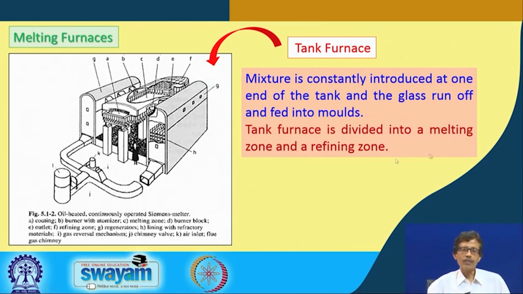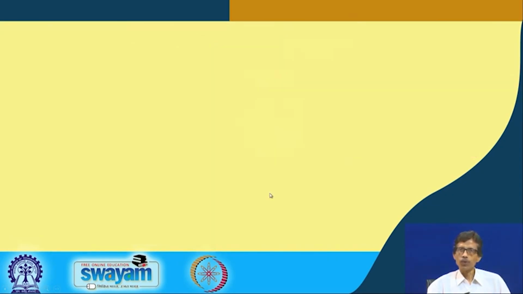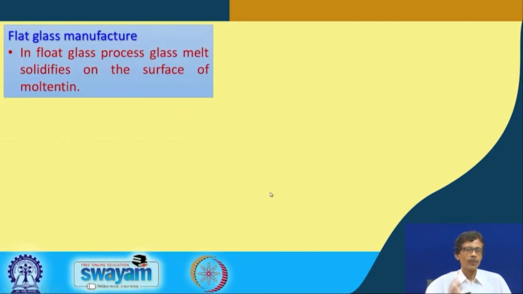The tank furnace is divided into a melting zone and a refining zone. That is why you have C as your melting zone and F as the refining zone. So, two zones are there: one is your melting zone and another is your refining zone.